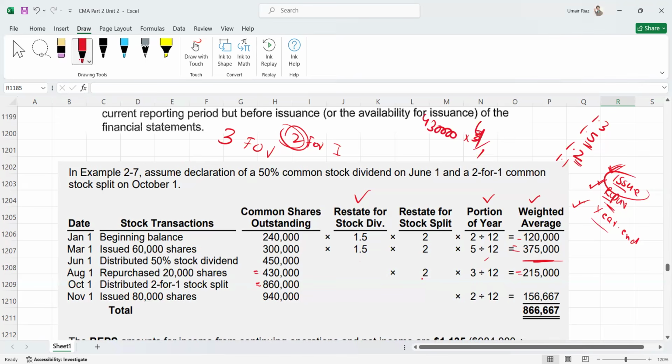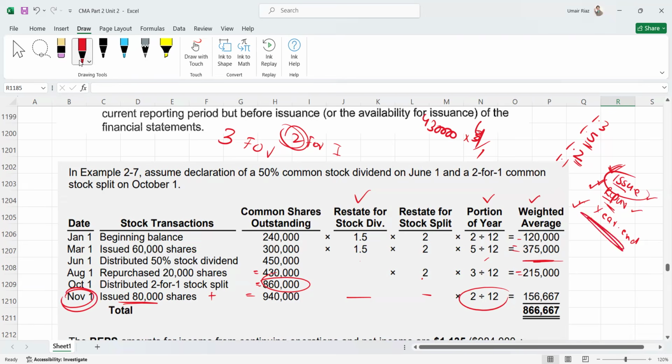Next transaction is November 1. We issued 80,000 shares. So 860,000 plus 80,000, total is 940,000. Stock dividend is not applied because it already happened. Stock split will also not apply because it already happened. Only the portion of the year will be taken. And from November 1 till next, we don't have any issue.